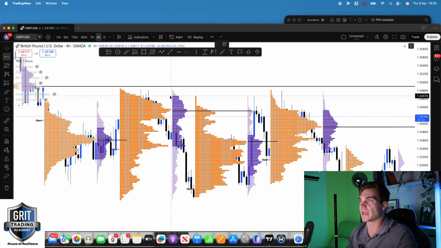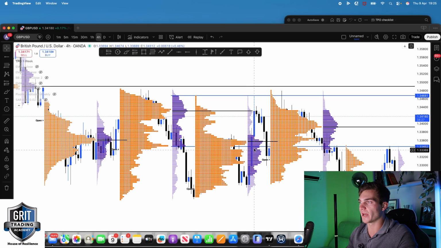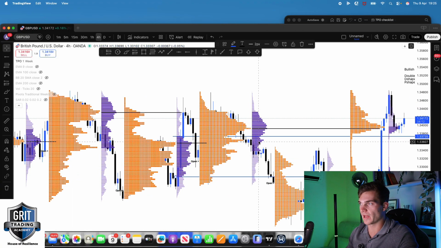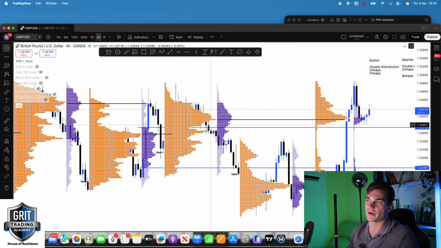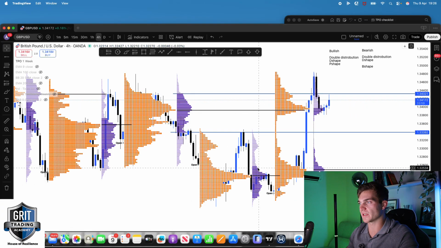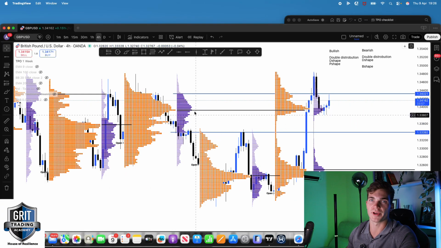Then if we come into here, we mark up the value area, and we can see that the value area has shifted below the previous value area. So that would go down as -1. Then the next one, the value area has moved up, so that would be a +1, and so on we go. Now we've got a -1 because this one is below the previous value area.